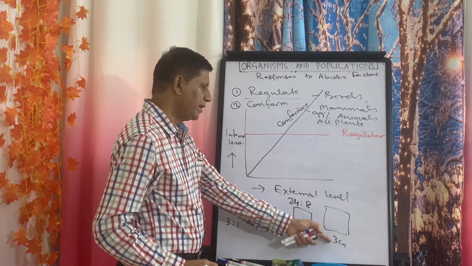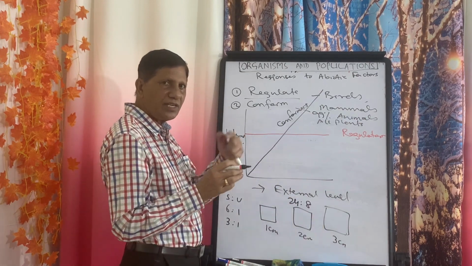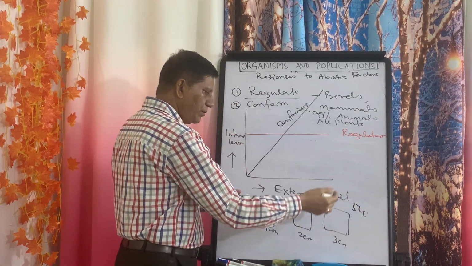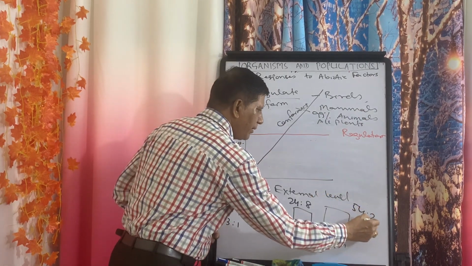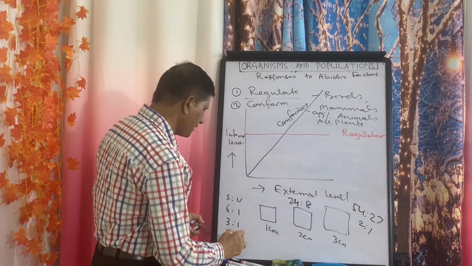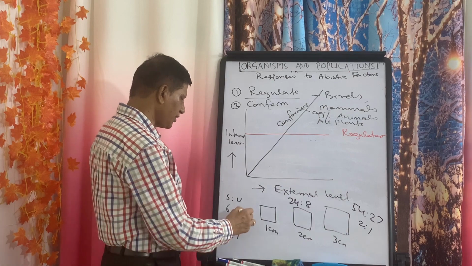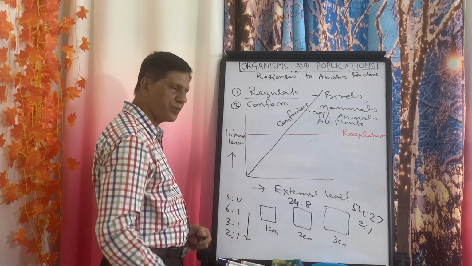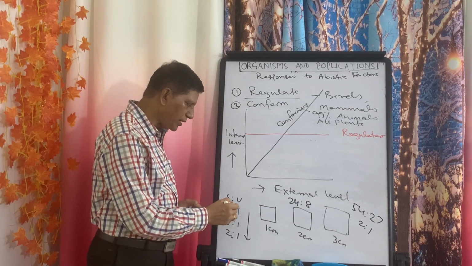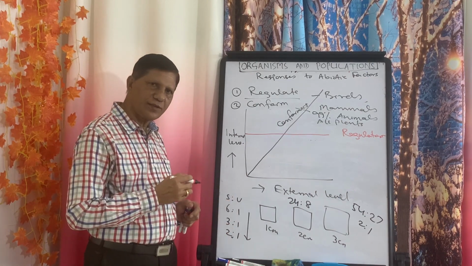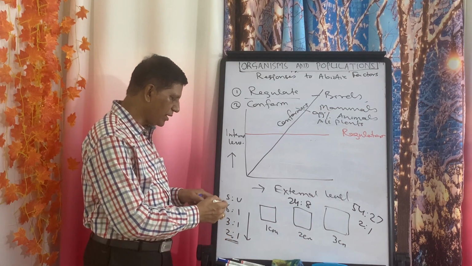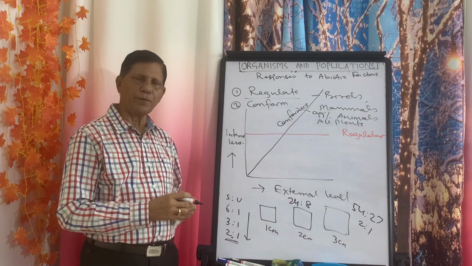Here it is 3, so each side is 9. 6 sides are there, so 54. And what is the volume? 3 to the power 3, so 27. So it is coming to 2:1. That means you see, as the size is increasing, the surface to volume ratio is decreasing. But in bigger animals, the surface is less, while in small animals, the surface is more.